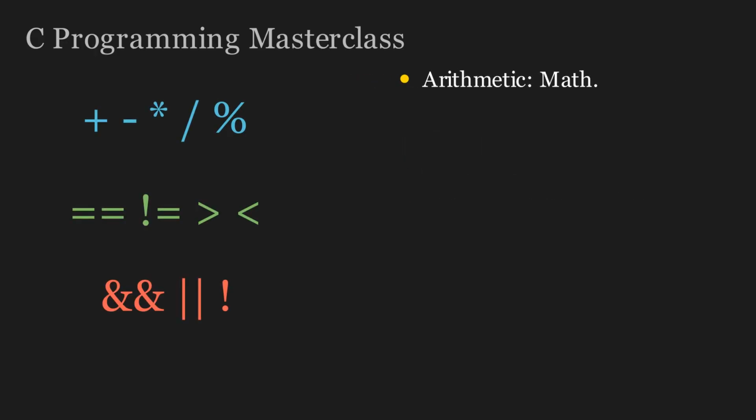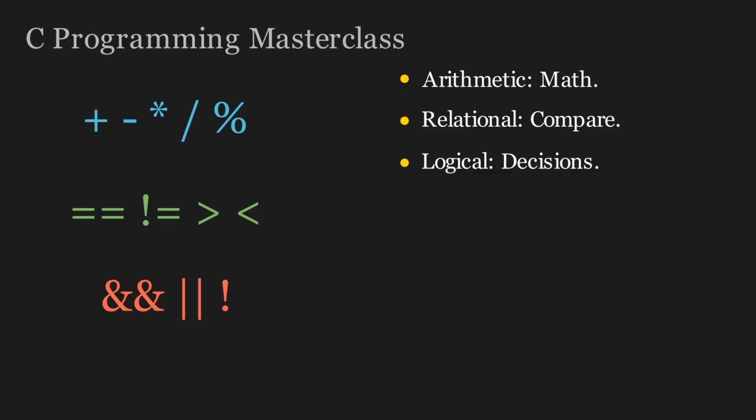Operators are the symbols that tell the computer to perform actions. Arithmetic operators are the math basics: plus, minus, multiply, and divide. There is also the modulo operator, represented by the % sign. This gives you the remainder of a division. For example, 10 modulo 3 is 1. This is very useful for checking if a number is even or odd.